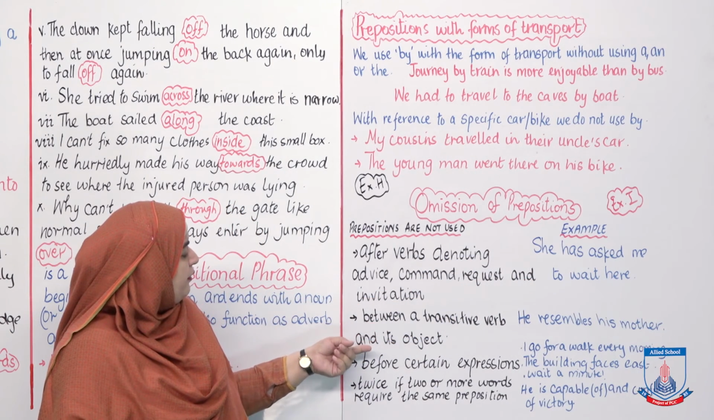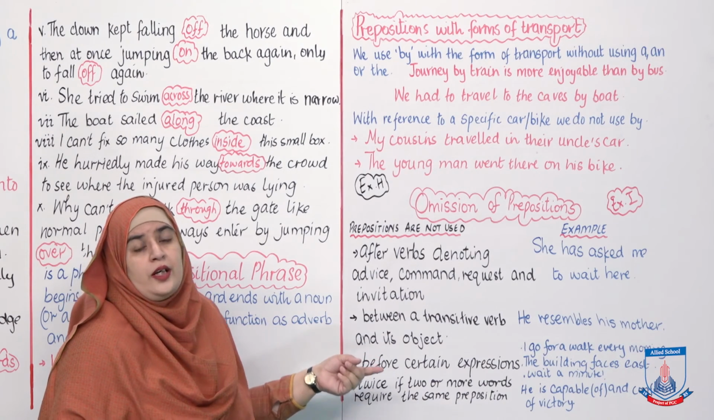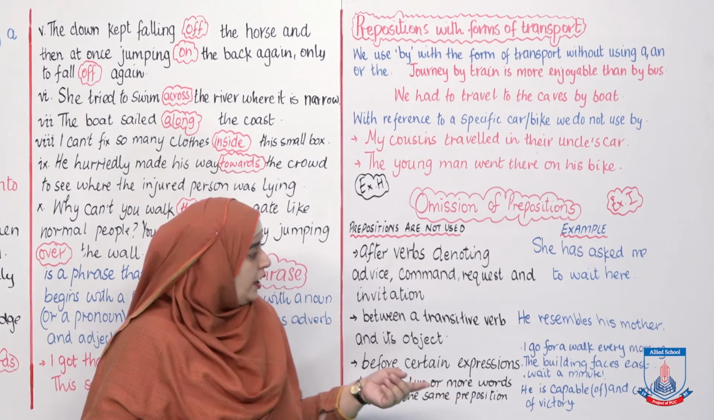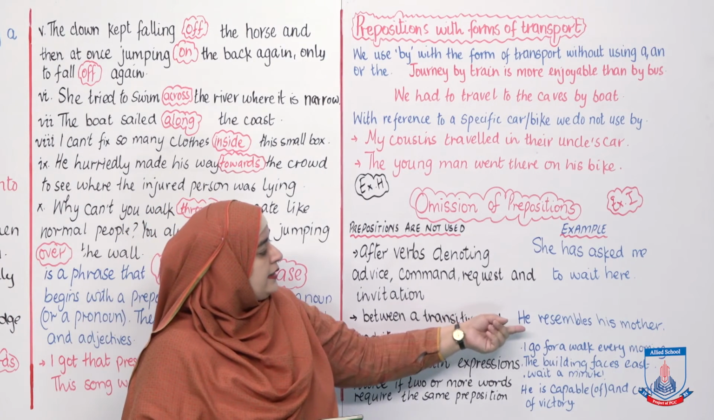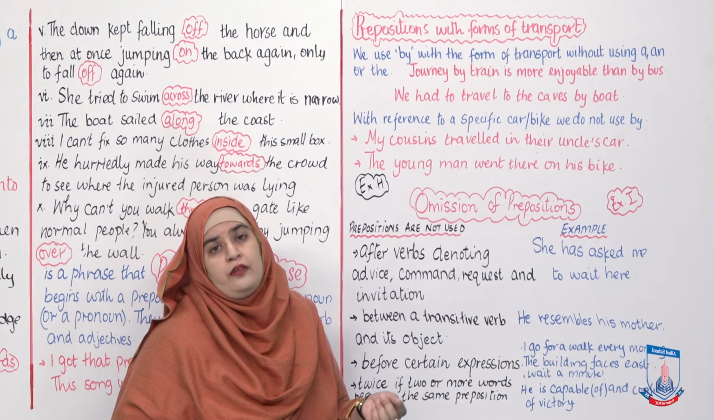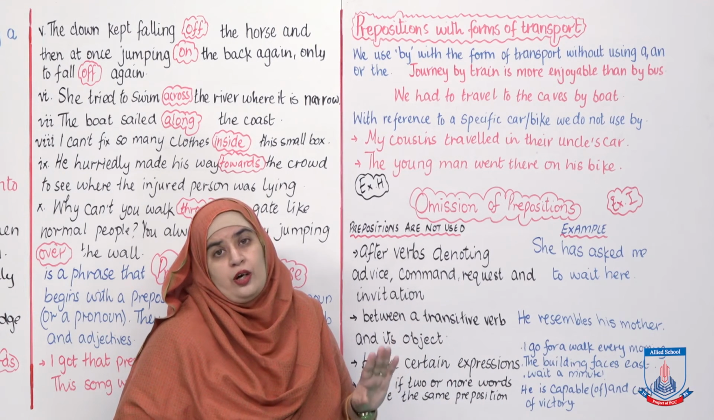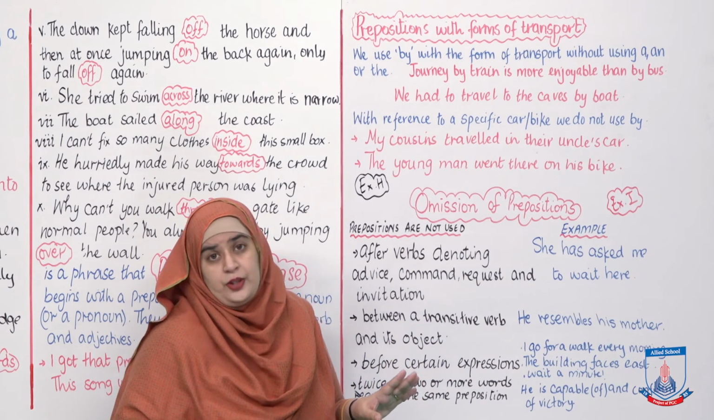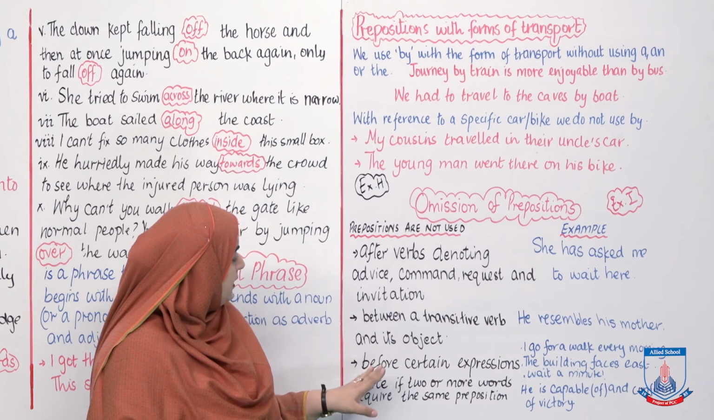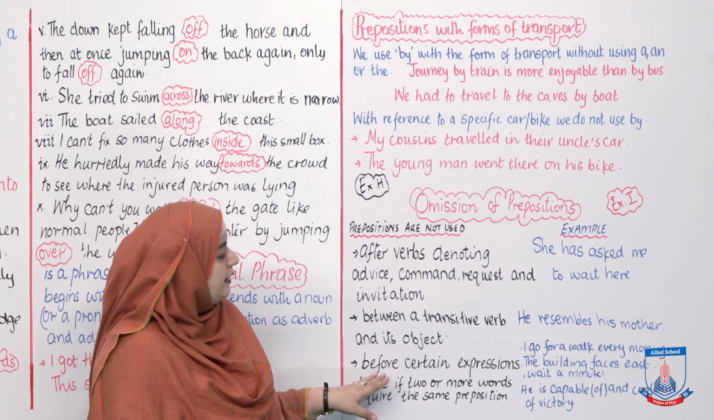Between a transitive verb and its object. Transitive verbs कौन से होते हैं? जिनका एक specific object होता है, और वो ये कह रहे हैं he resembles his mother. अब resembles और mother जो है वो verb और उसका object है, लेकिन इनके बीच में हम कोई preposition कभी नहीं लगाएंगे. Next is before certain expressions.